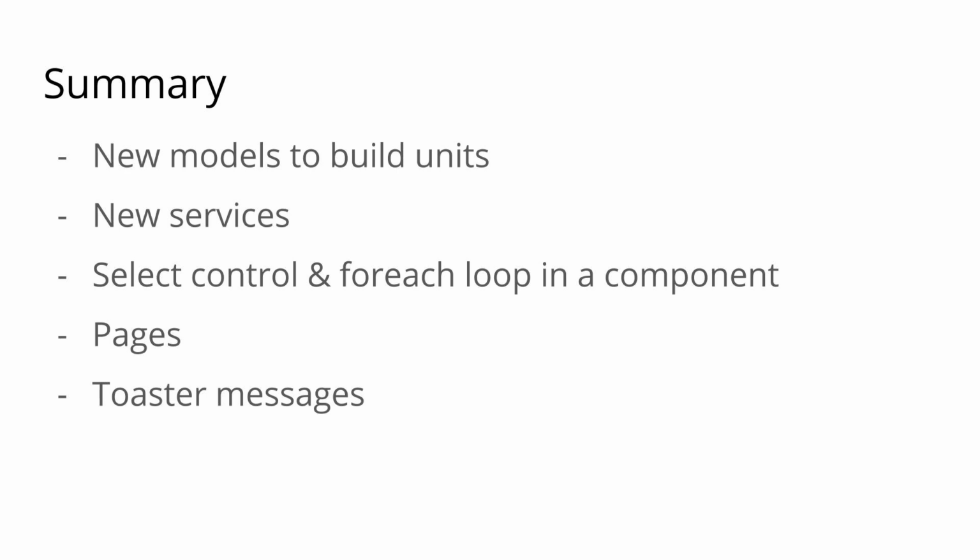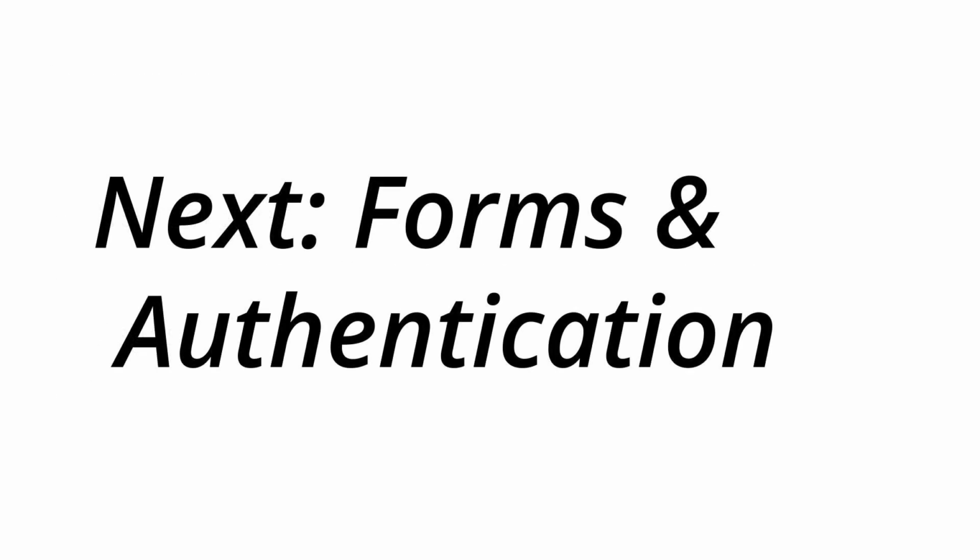To do that, we also created new services and utilized a drop-down list and a foreach loop to choose the unit the user wants to build. Then we created a new page to display all the units of the user and also added toasters to give the user feedback of the building process. You are now able to display error and success messages to the user. Next up, we will cover forms and authentication in Blazor WebAssembly.